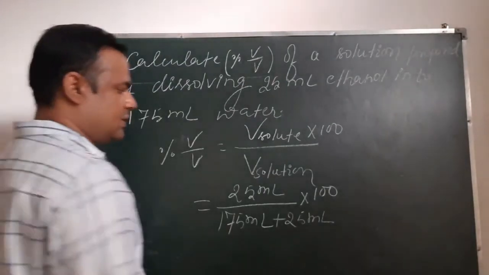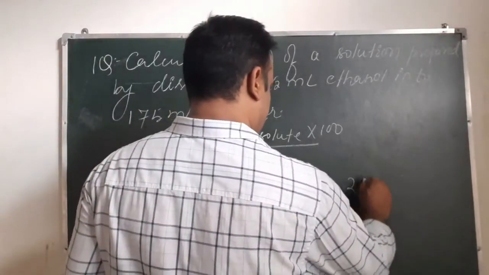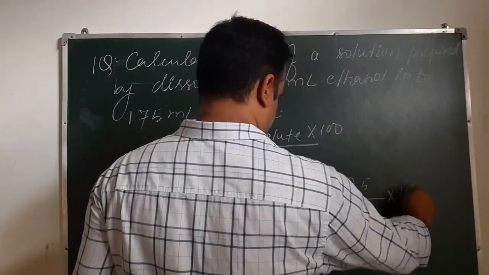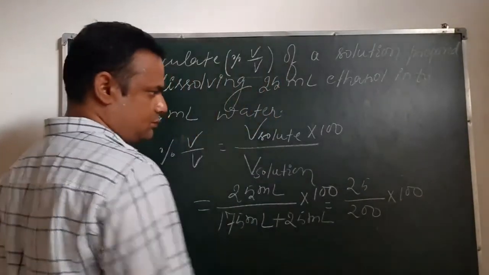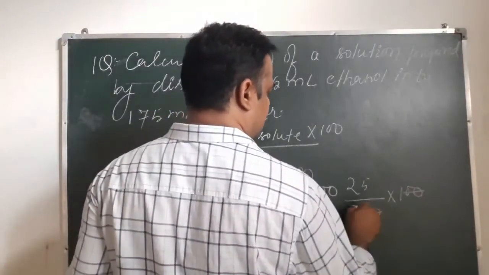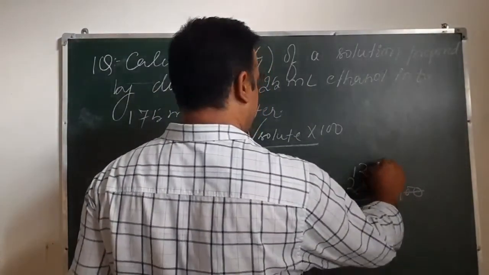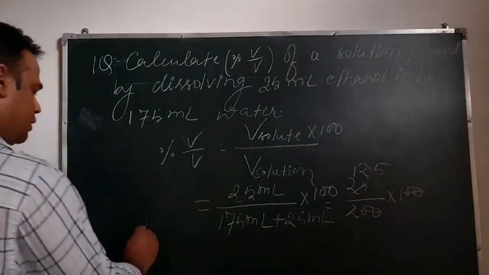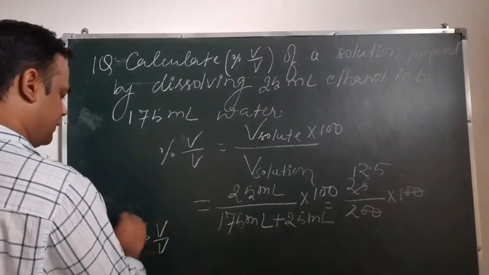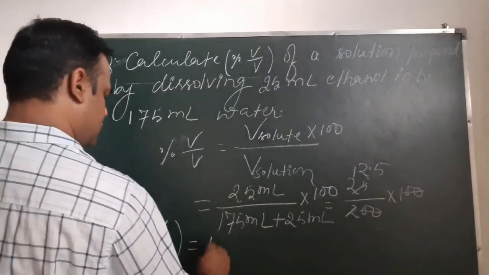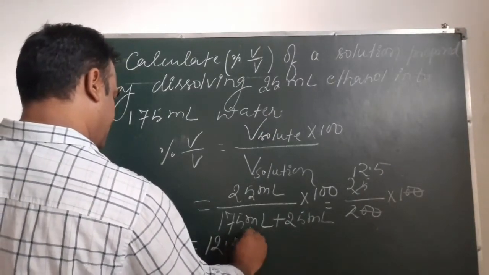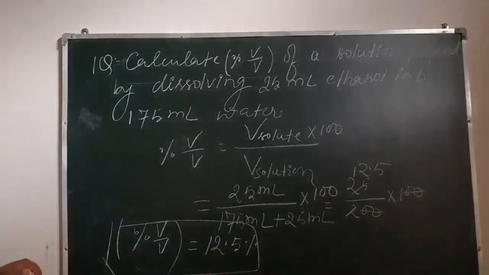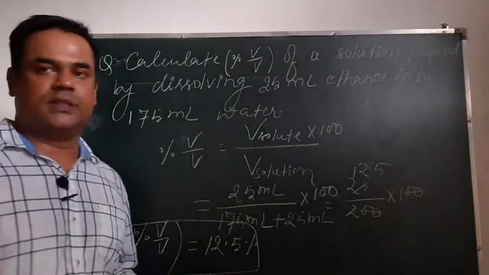So if we solve this, then we'll get 25 by 200 into 100. This 0 will cancel out and this will be 12.5. So percentage volume by volume, percentage V by V for this solution will be 12.5%. This will be the answer, 12.5%.